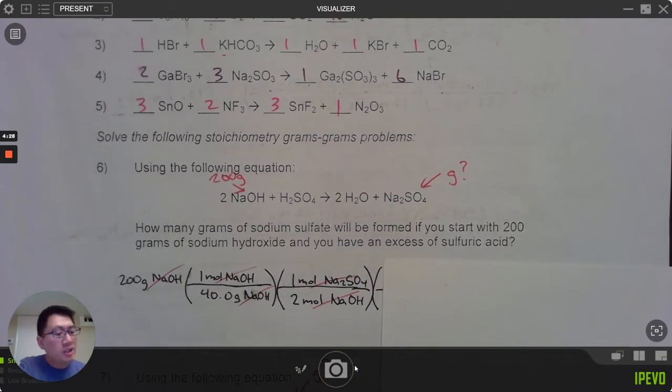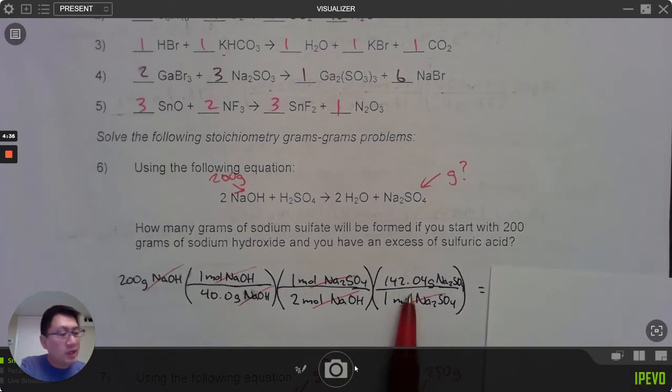So, given moles, change it back into grams. I would have to multiply by the molar mass. The molar mass, I know I didn't show the work here, would be by adding 2 sodiums on the periodic table, 1 sulfur, and 4 oxygens. I added and I got 142.04.